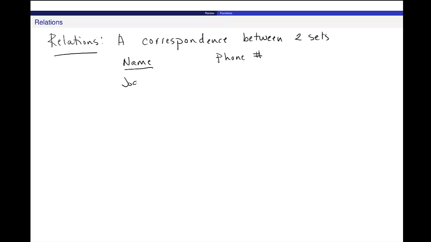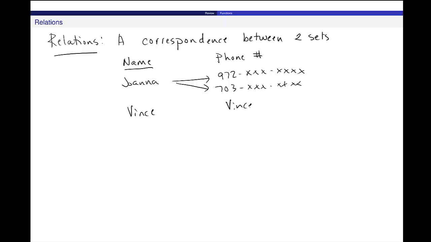So my name is Joanna, and over here in this other set, you have my phone number, whatever it is. And then you can also have my office number. Like this. And then you might have somebody else's name, my friend Vince, and you have his cell number. Okay? That's a relation. It's just any sort of connection between two sets.